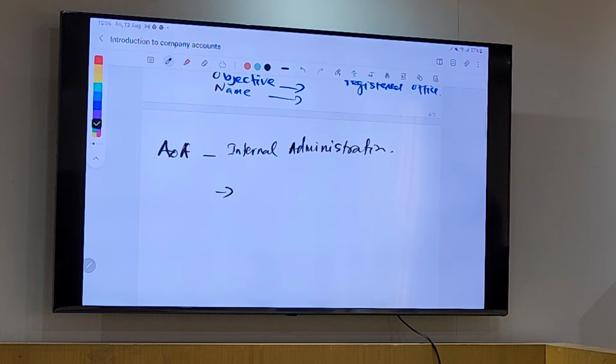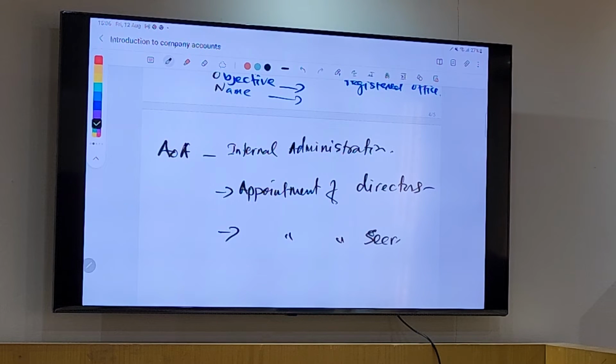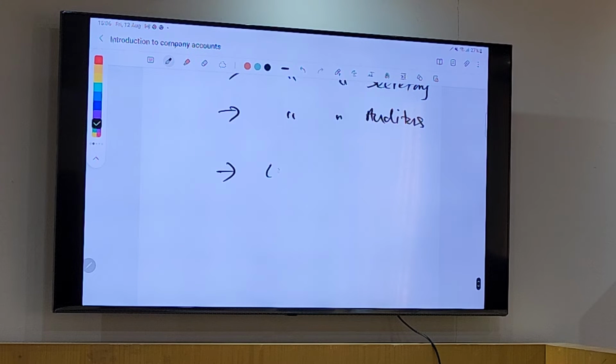Here, appointment of directors, appointment of secretary, appointment of auditors, calling for meeting.